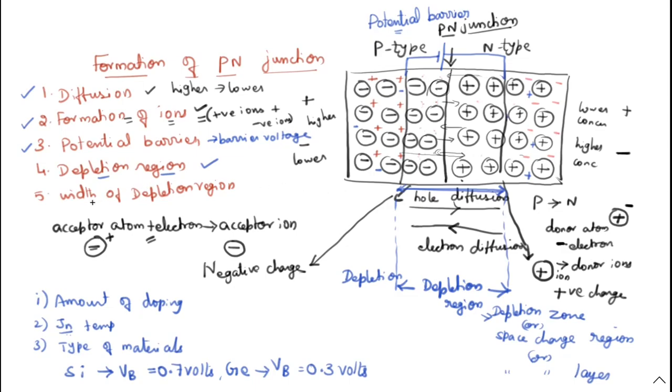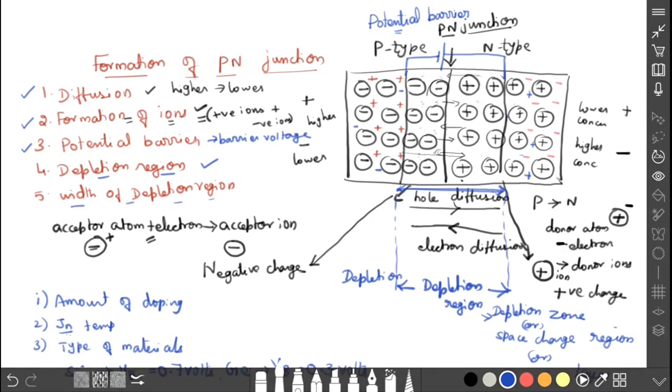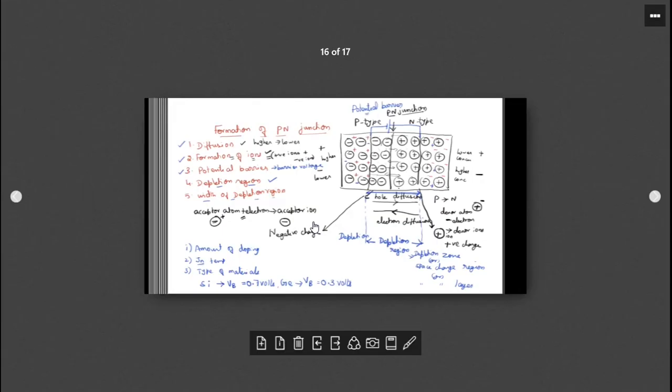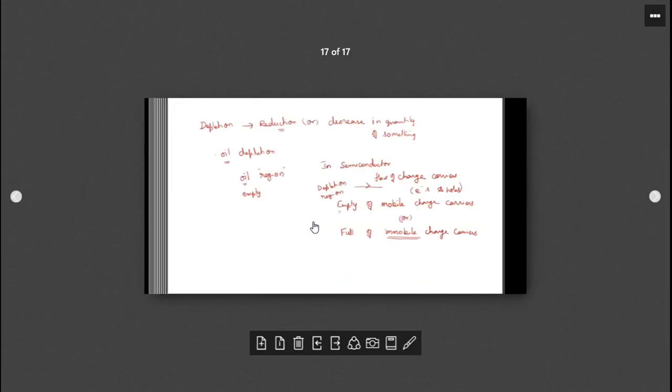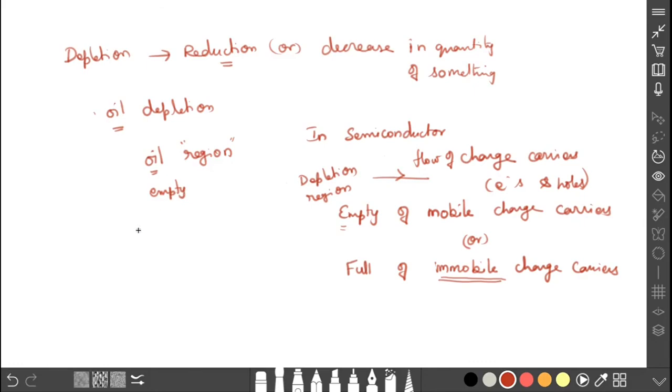So next, the width of the depletion region. That is one small point we are going to discuss. In that diagram I explained the width. Width is nothing but the size of the depletion region. The size of the depletion region can be changed, it can be modified. How can it be modified? The width of the depletion region depends upon the amount of impurities added.